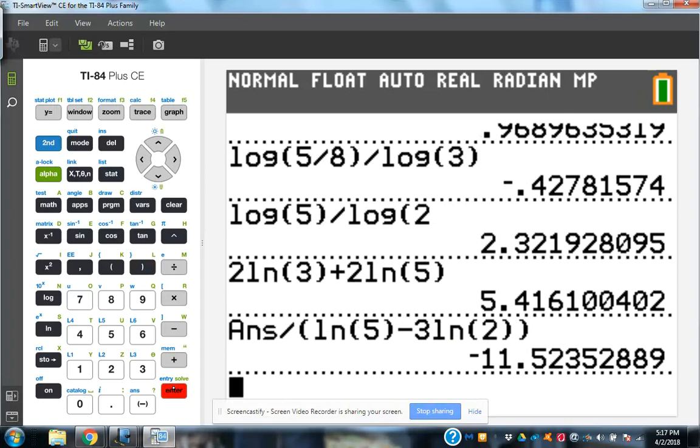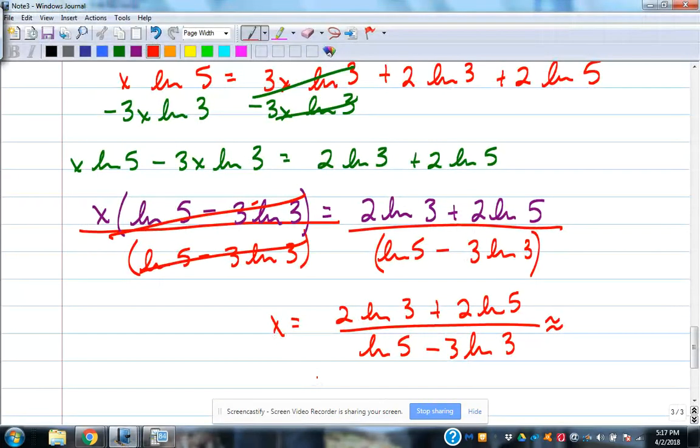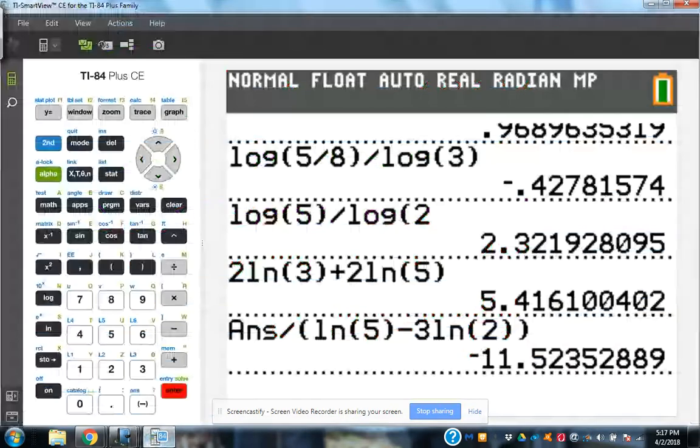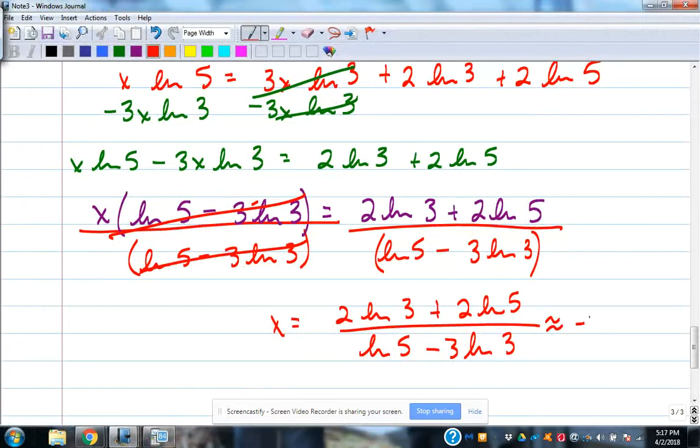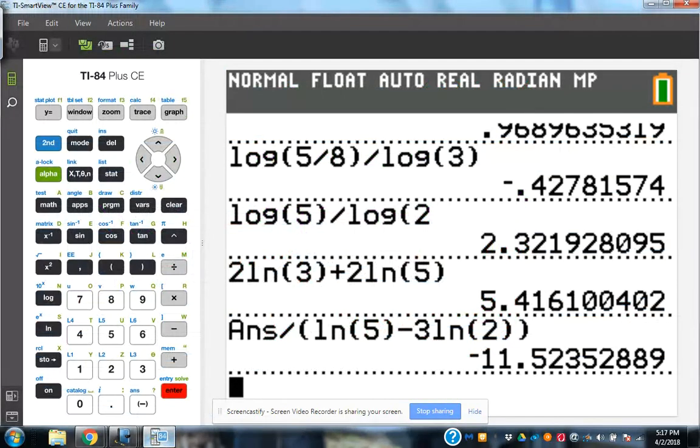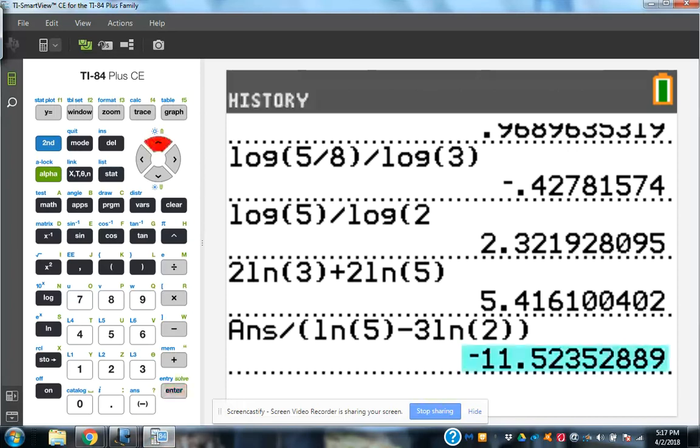Negative 11.5235. So what y'all got? Make sure I type that all in right. 2 natural log of 3 plus 2 natural log of 5 divided by natural log of 5 minus 3 natural log of 3, close parentheses. Yes. Negative 11.5235. No? Did I type something in wrong? It is a natural log of 3. Thank you. Okay. Back up.